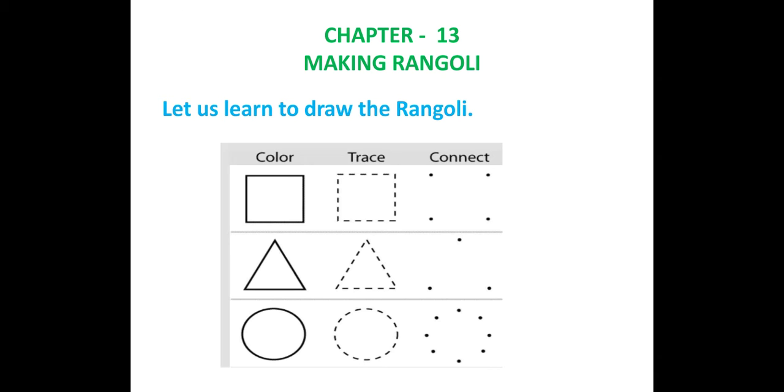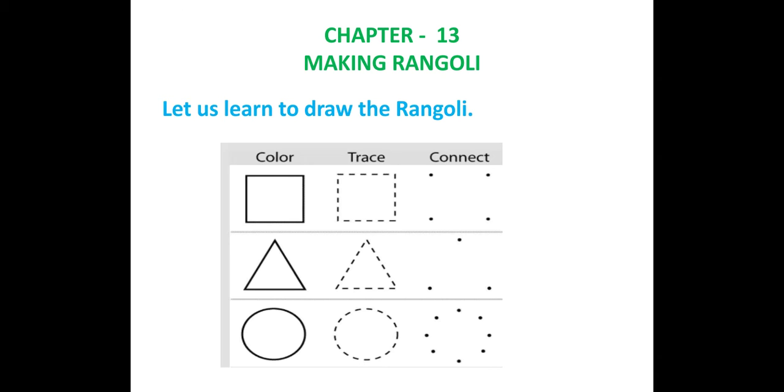Rangoli, R-A-N-G-O-L-I, rangoli, making rangoli. What is meant by rangoli? Using dots we will draw some images, pictures, etc. It is rangoli. Let us learn how to draw the rangoli.